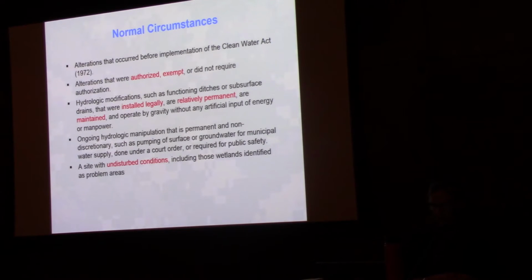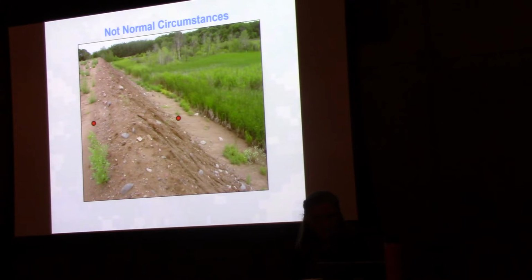And then a site with undisturbed conditions. If it's undisturbed conditions, then we know it's the normal circumstances. It's not been disturbed, and we just have to look at what is there. So now we can start going into some of the examples. So fill, this is very clearly recent fill. You can tell it's recent fill.